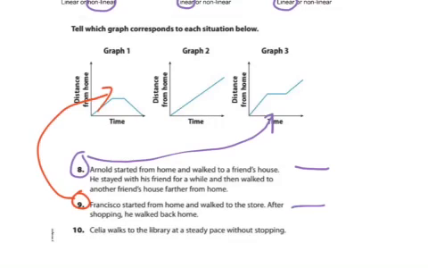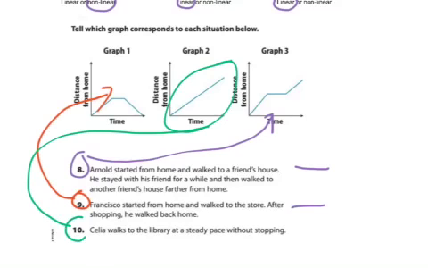And then finally, Celia walks to the library at a steady pace without stopping. Well, which graph doesn't show any stopping? That would be graph 2. And she's walking at a constant rate, so that would be problem 10.